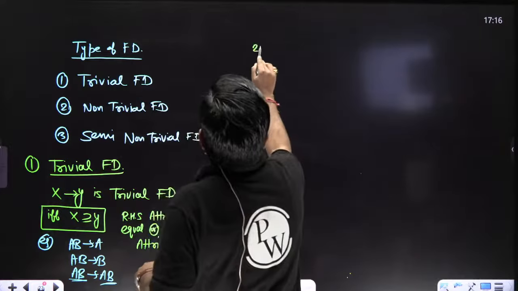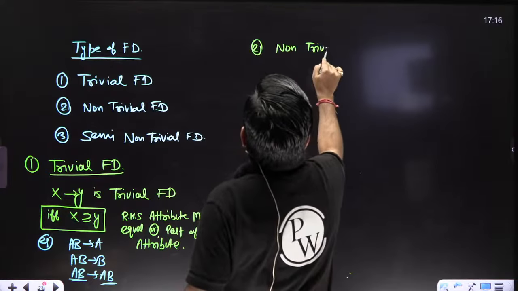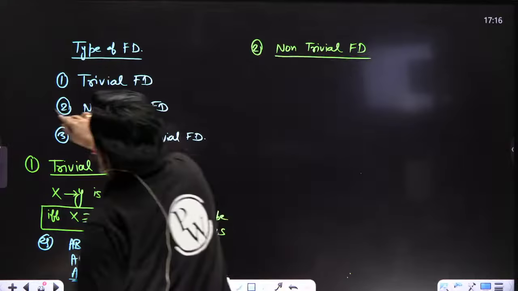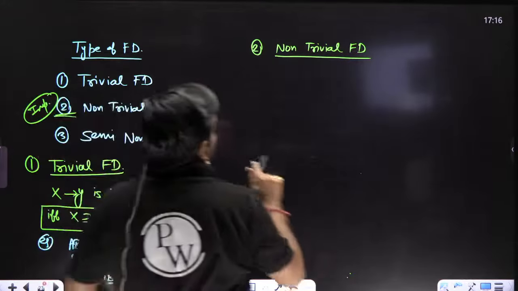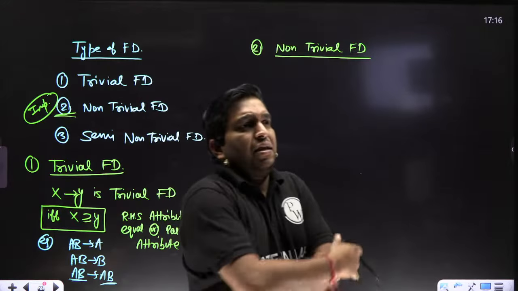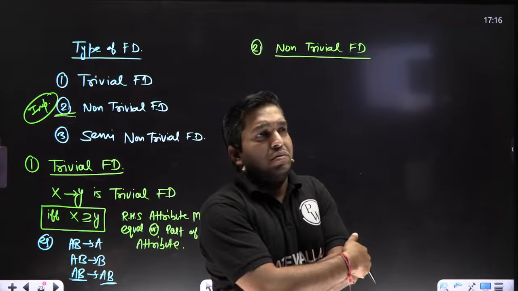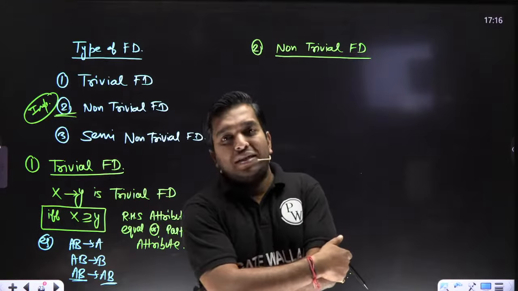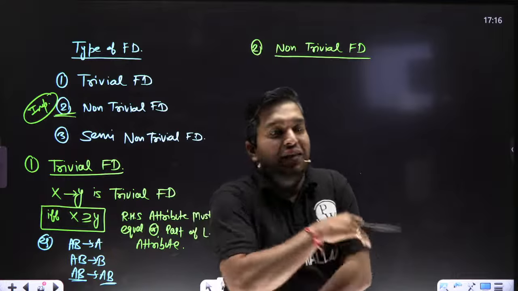The second one is non-trivial FD. And we have to focus on that, that's all, because trivial FDs are always satisfied. Seema, clear beta? Right now I am not discussing the key. Are you getting my point?